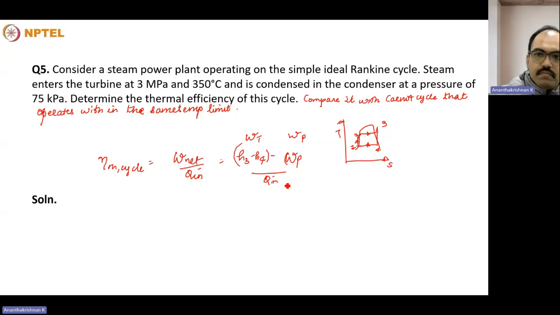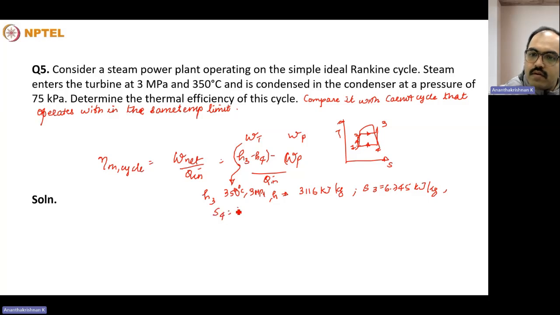H3 we can calculate at a temperature of 350 degrees Celsius and 3 megapascal. H3 will be equal to 3116 kilojoule per kilogram, and S3 will be 6.745 kilojoule per kilogram Kelvin. And from there we can calculate S4, which will be equal to S3, and calculate X4, the quality of the steam, that will be 0.88, and it's basically the same as the previous case. I'm not reiterating the steps again.